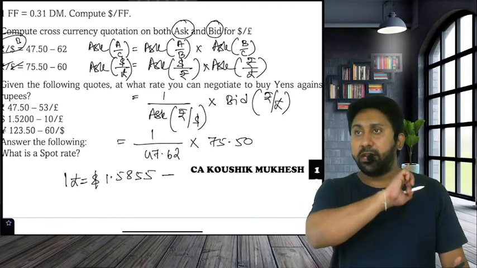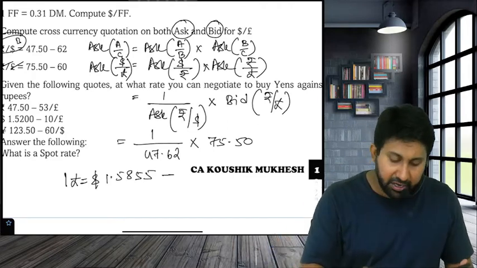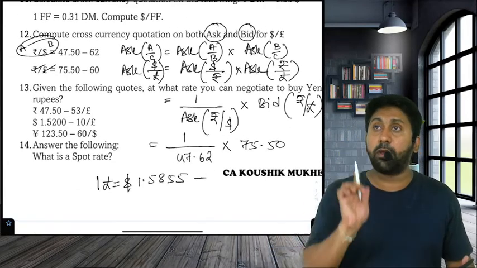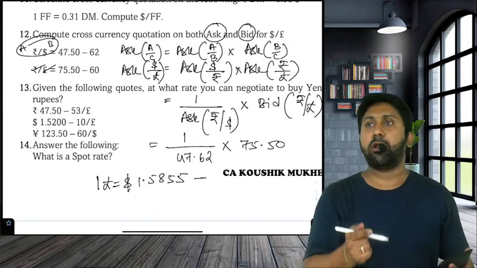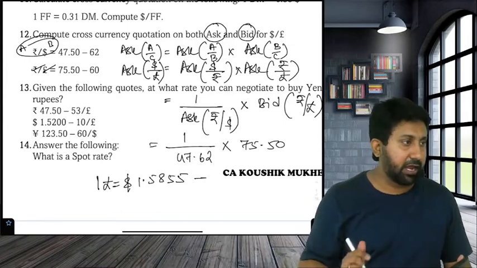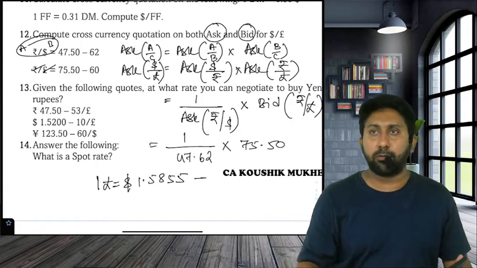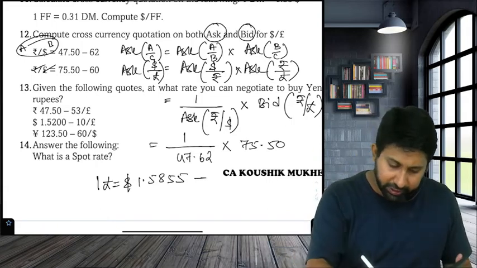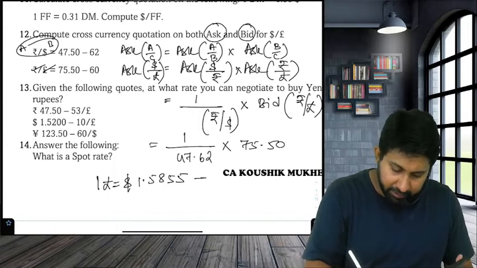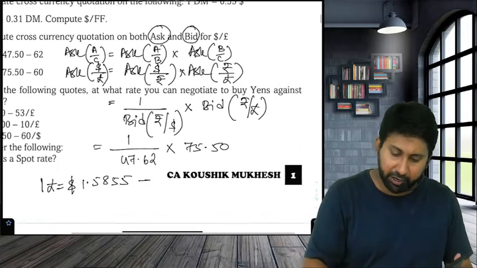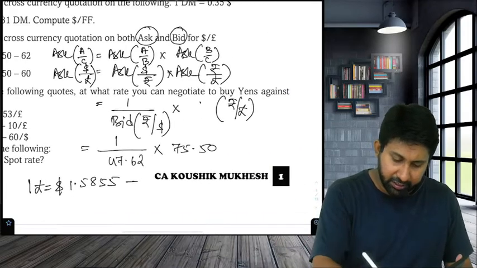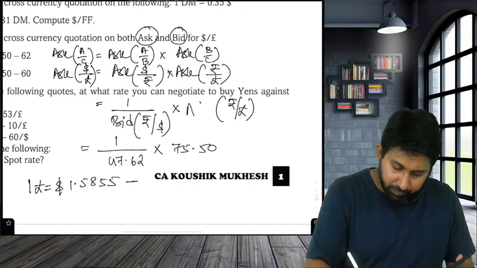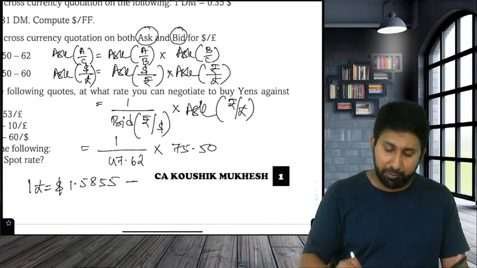Don't presume anything. We require dollar by rupee format, but given is rupee by dollar format. What to do? Inverse it. So ask of dollar by rupee can also be written as 1 by bid of rupee by dollar. So instead of this, 1 by bid of rupee by dollar into ask of rupee by pound.